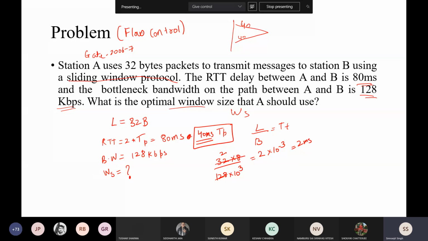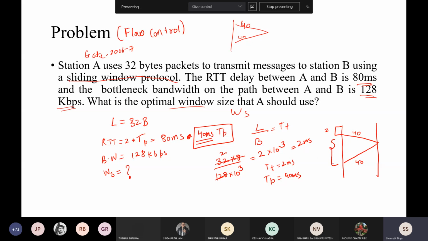If you know the window size formula, you can directly apply it. If you do not know, just take a little bit of time. You know that TT is 2 milliseconds and TP is 40 milliseconds. So 2 milliseconds will be taken to put the packet onto the link, and 40 milliseconds will be taken to get the acknowledgement back.